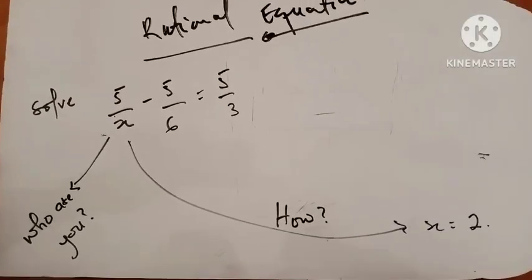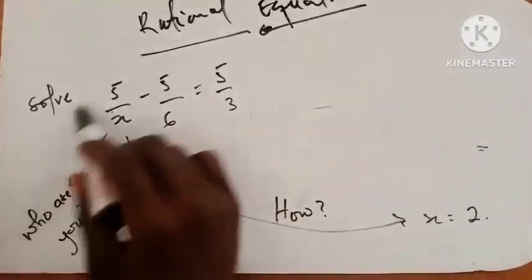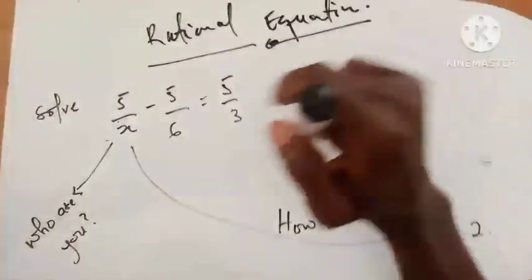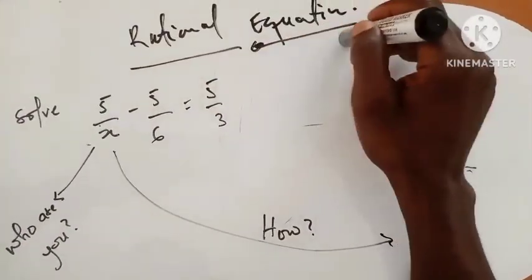Our task here is to determine the values of this x here from this equation. The name of this equation is what we are calling a rational equation.